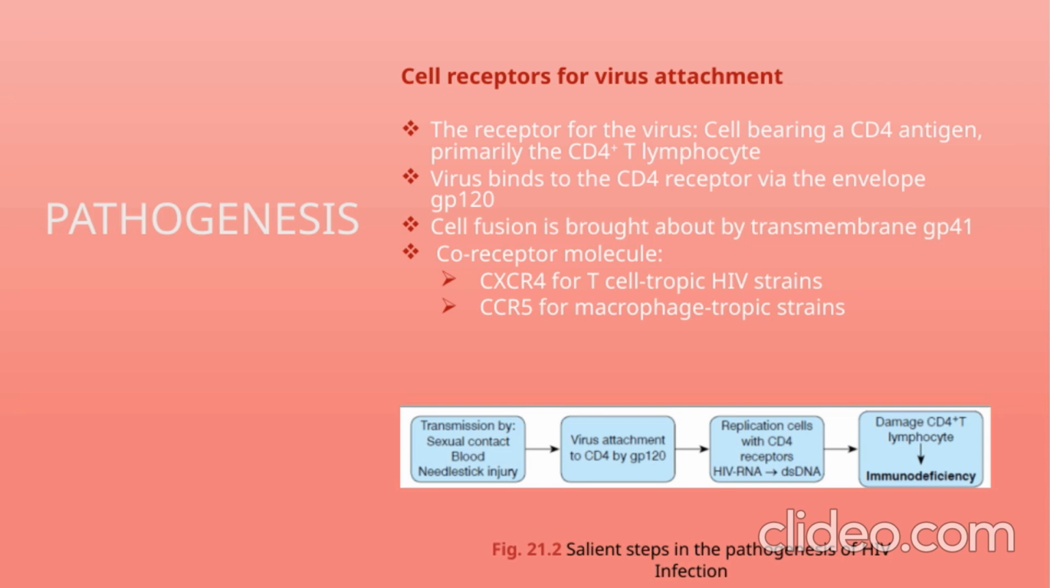Understanding these interactions is fundamental because they highlight how HIV has evolved to exploit specific cell surface molecules to establish infection. This step in pathogenesis connects directly to how the virus spreads and persists within the host, ultimately impacting disease progression and potential treatment strategies.